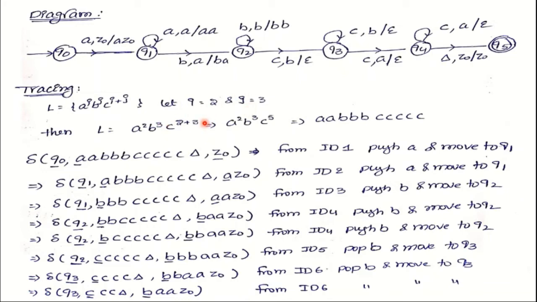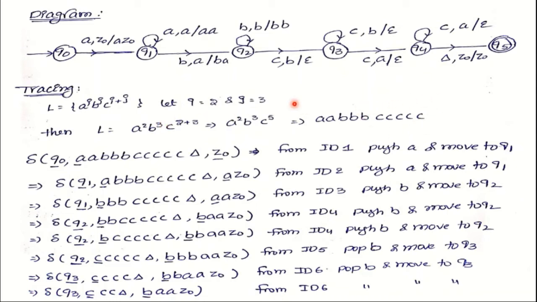Let I equal to 2 and J equal to 3. Then the derived string is A power I, that means A square, B power J, that means B power 3, and C power I plus J, 2 plus 3, that is C power 5. Then the string is 2 A's, 3 B's, 5 C's. When we read A's, perform the push operation, and B's also push. When we read C's, perform the pop operation. Why? Because the number of A's and B's is 5 and the number of C's is 5, both are equal. So when we read the first part of the string, we perform the push operation, and when we read the second part, we perform the pop operation.